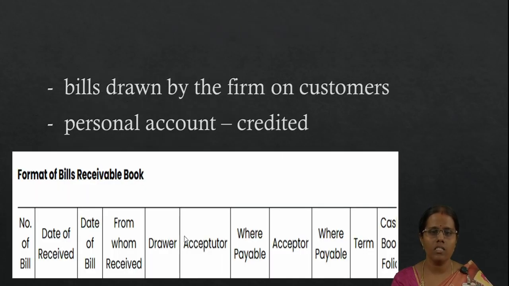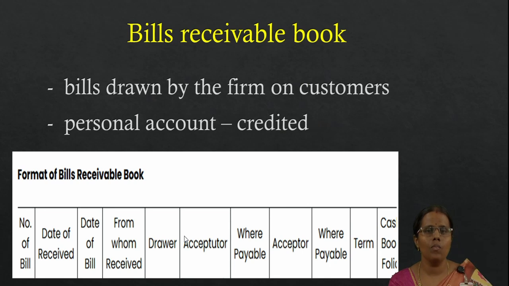And then next one is bills receivable book. Bills drawn by the firm on customers are entered in the bills receivable book. Here the personal account is credited. Format for bills receivable book is name of the bill, date of receipt, date of bill, from whom it is received, the drawer, acceptor, where it is payable, term, cash book folio.